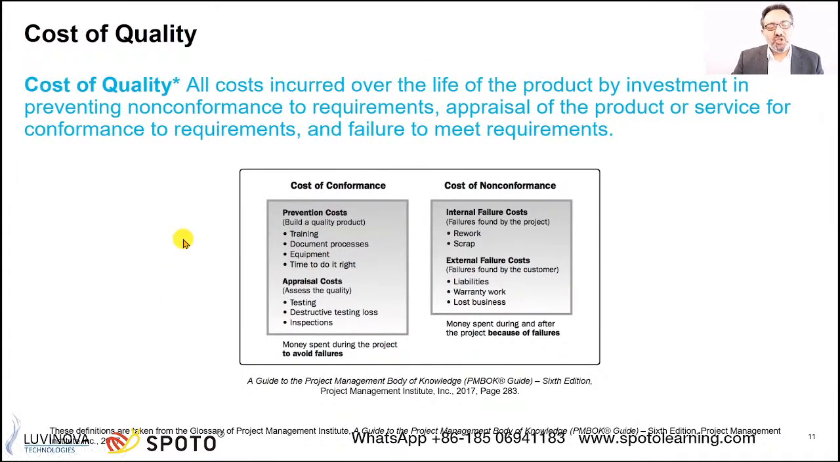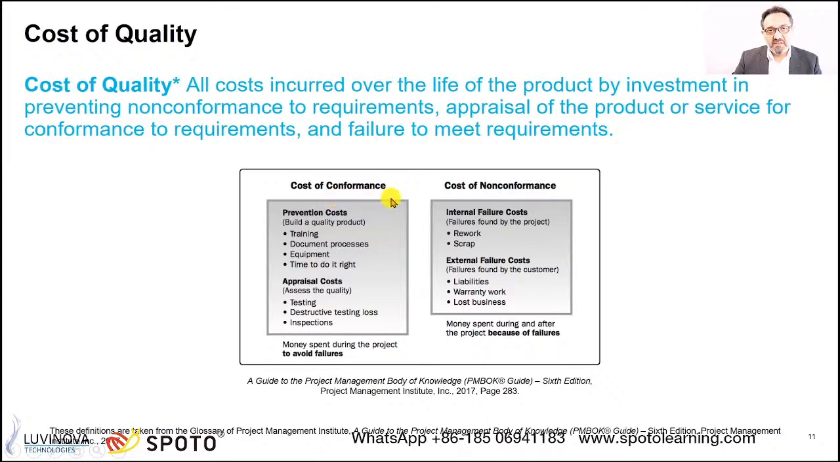Cost of quality. In general, quality means cost. If we need to meet quality requirements, we have to pay for that. Of course, if we ignore or fail to meet these quality requirements, we also have to pay for that. So in both scenarios, it's a cost. So cost of quality is all cost incurred over the life of the product by investment in preventing non-conformance to requirements, appraisal of the product or service for conformance to requirements, and failure to meet requirements. So in general, we have two types of cost in quality.